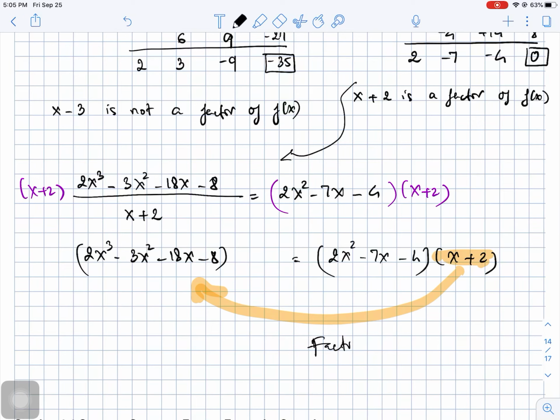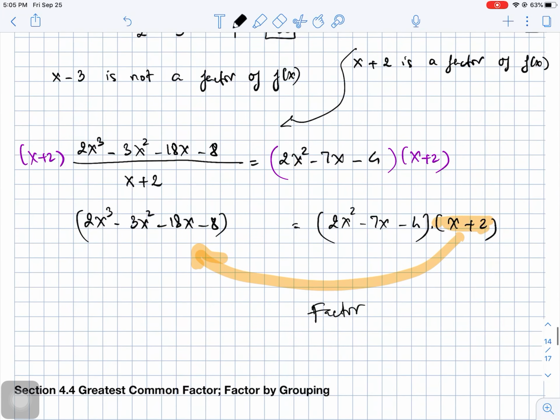Okay, so in this problem, we say that x plus 2 is a factor of the function f of x. Factor means it is multiplied, okay? For example, if you have 6 equals 2 times 3, then you say 3 is a factor of 6 because you see the product. You see the multiplication between the two parentheses. It's the same thing as you see the multiplication between 2 and 3.